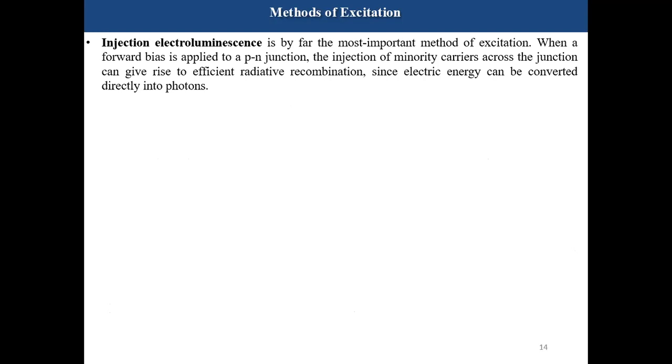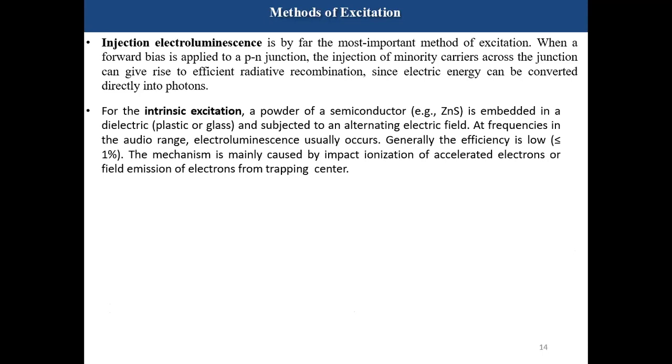When a forward bias is applied to a PN junction, the injection of the minority carriers across the junction can give rise to an efficient radiative recombination, since the electronic energy can be converted directly to the photon.